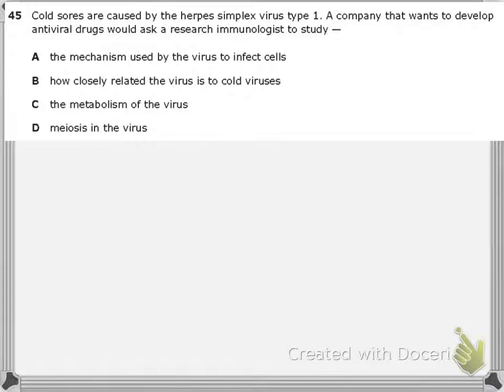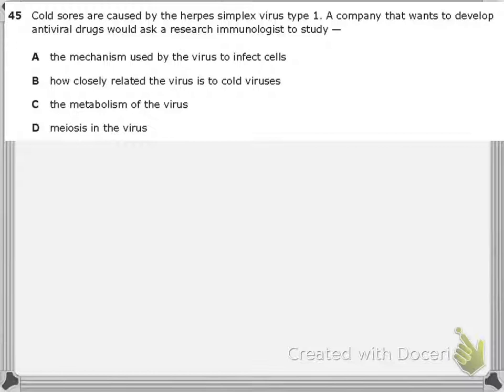Alright, if you want to go over 45, pause and do so real quick. Otherwise, let's rock. Cold sores are caused by the herpes simplex type 1 virus, right? A company that wants to develop antiviral drugs would ask a research immunologist to study what?